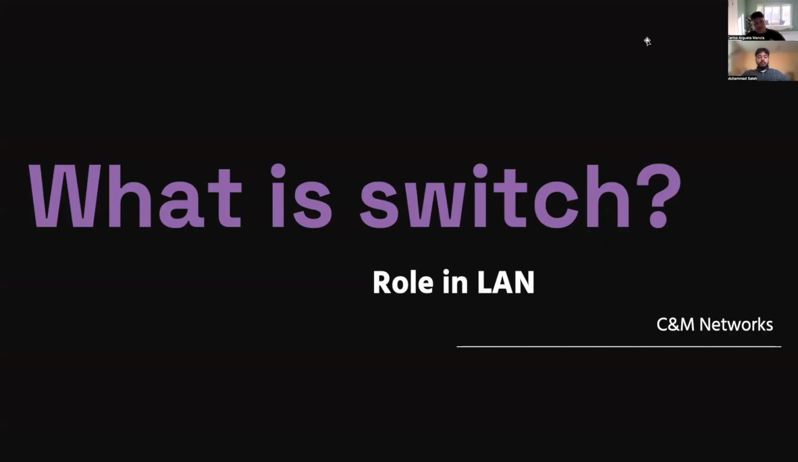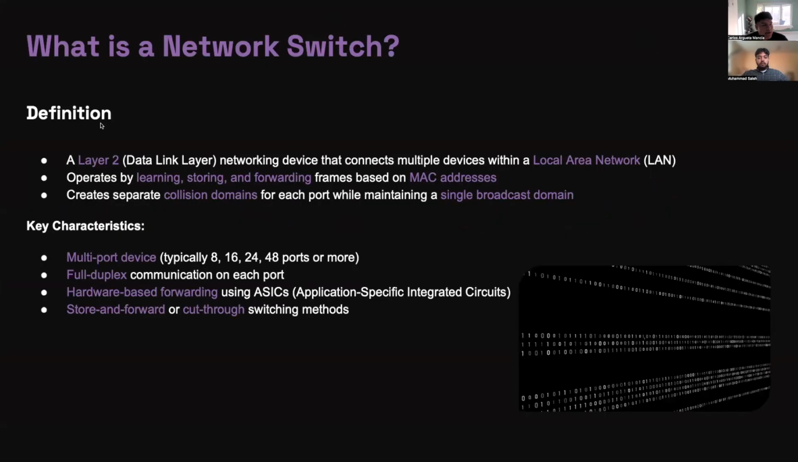Today's topic is we'll be talking about what is a switch in networks and the role they play in the local area network or the LAN. So first of all, let's start off with what is a switch. By definition, it is a layer 2 or data link layer, if you're looking at the OSI model, networking device that connects multiple devices within a local area network.